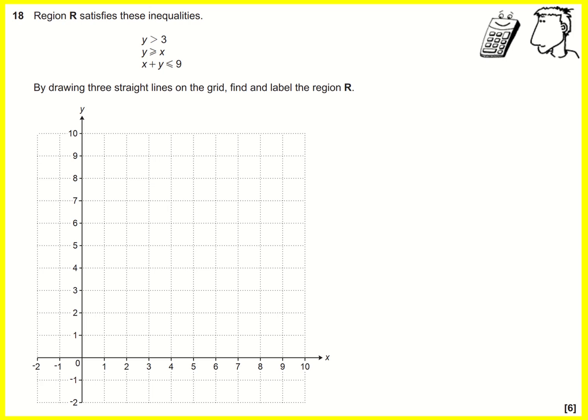Hey, it's graphical inequalities. So we've got to draw these, shade the region or label the region that's satisfied by all of these inequalities in two dimensions. Well, the first thing to focus on is getting the equation. So y equals 3, y equals x, and x plus y equals 9. We just need to take into account the inequalities as we draw them.